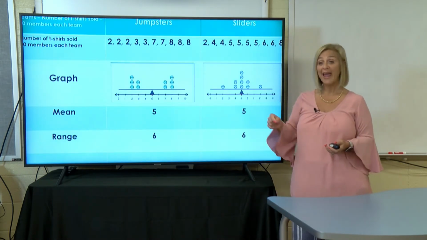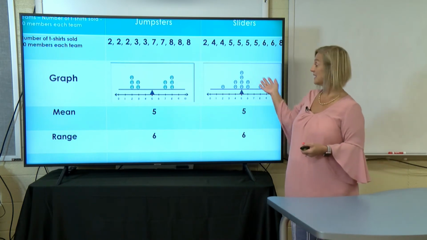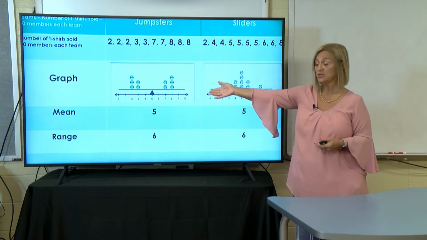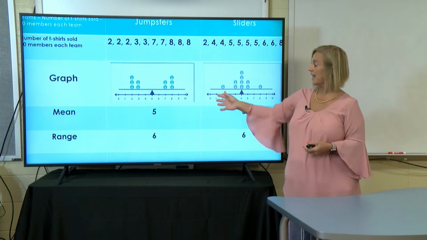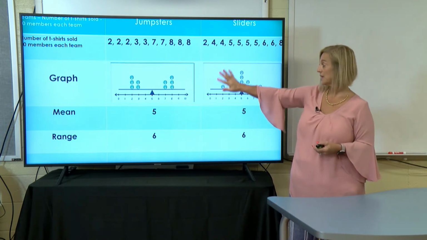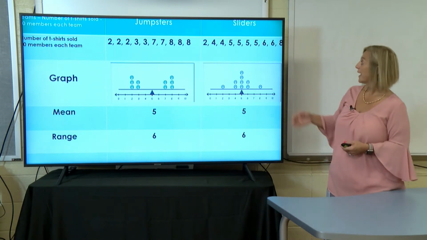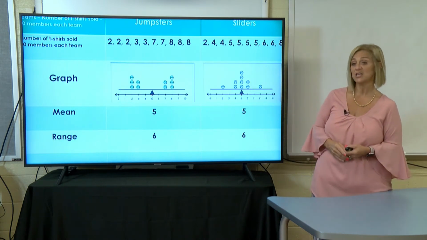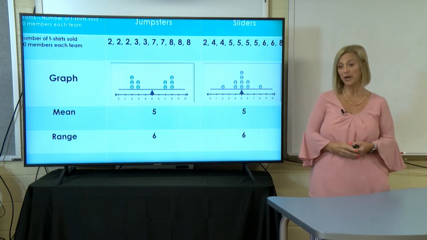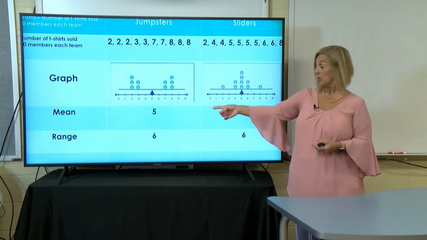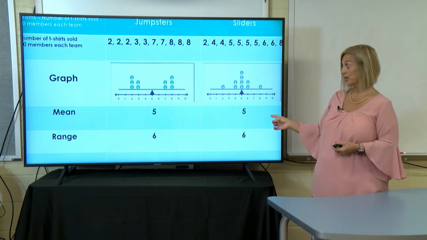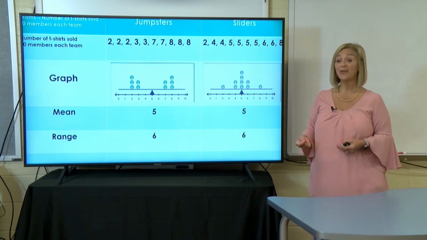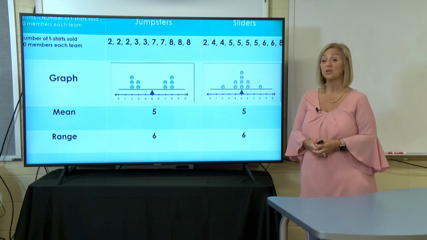So let's actually graph our t-shirt sales, so we can see the difference between the two teams. If we graph the Jumpsters on a dot plot, we see that a lot of it is concentrated on one side of the mean and a lot of it is concentrated on the other side of the mean. If we graph the Sliders, we can see that most of the Sliders' t-shirt sales are concentrated somewhere around the mean. Now remember, we have the same mean or average for both teams and the same range for both teams. So we're going to have to choose a different method in order to calculate a winner.